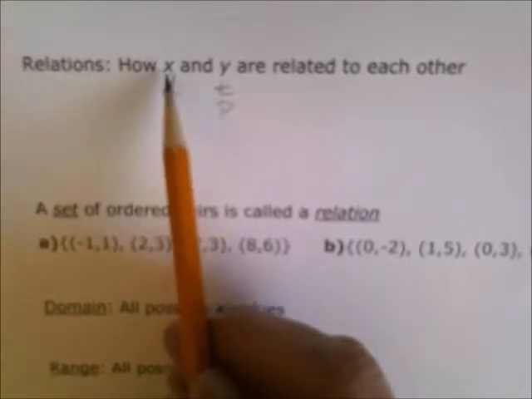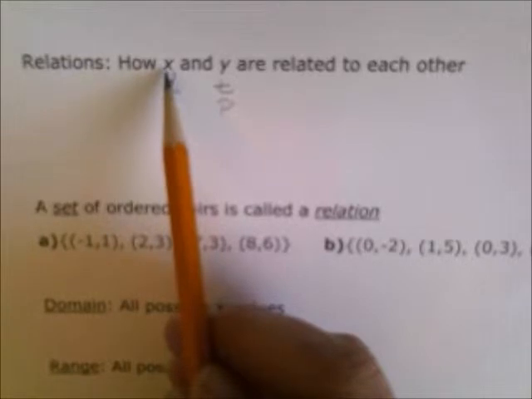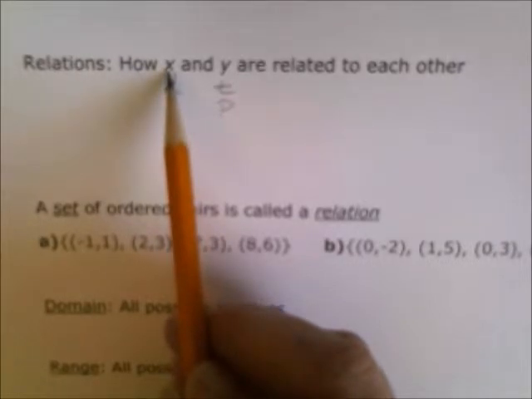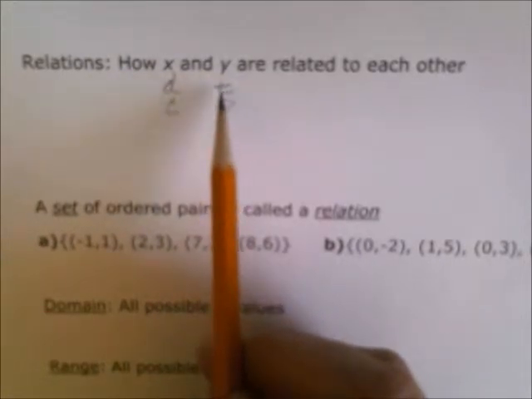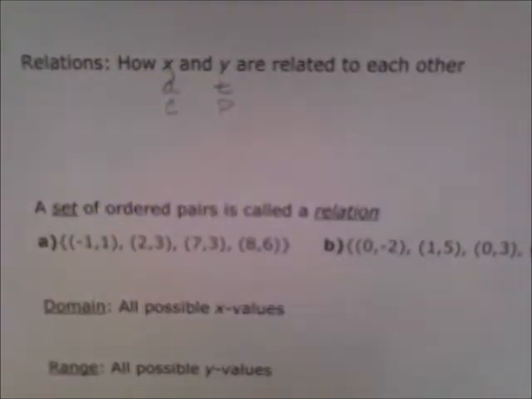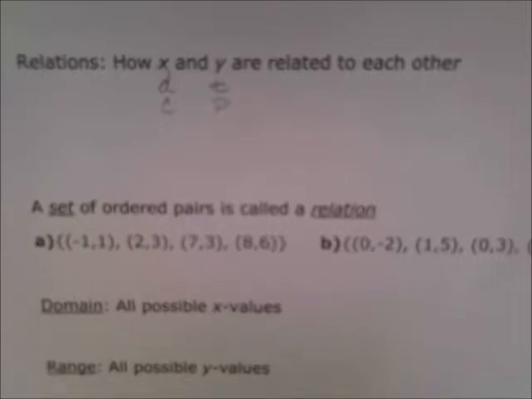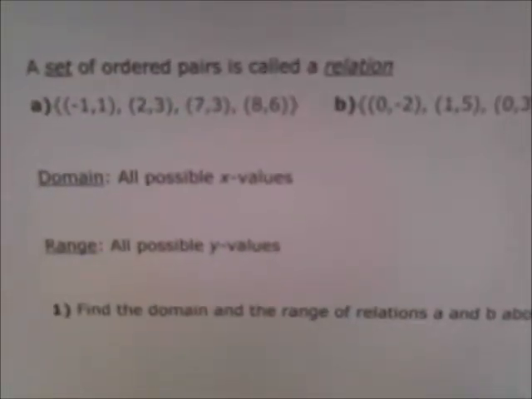And by the same token, when you think about what we've done with the X's and Y's, whenever we choose a value for X, Y is going to change. So X and Y are related to each other. Okay, and that's reflected in the ordered pairs when we choose those and when we graph them. So a set of ordered pairs is called a relation.